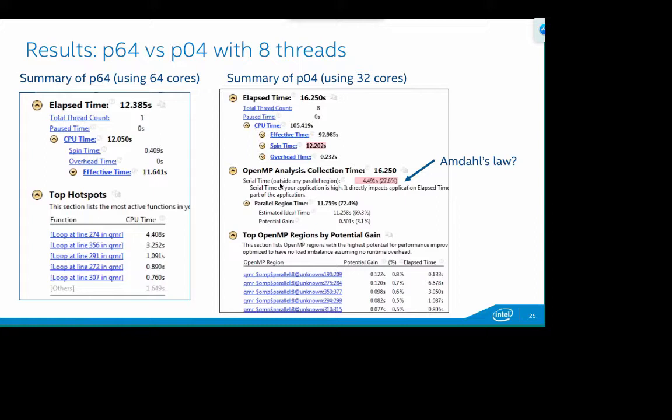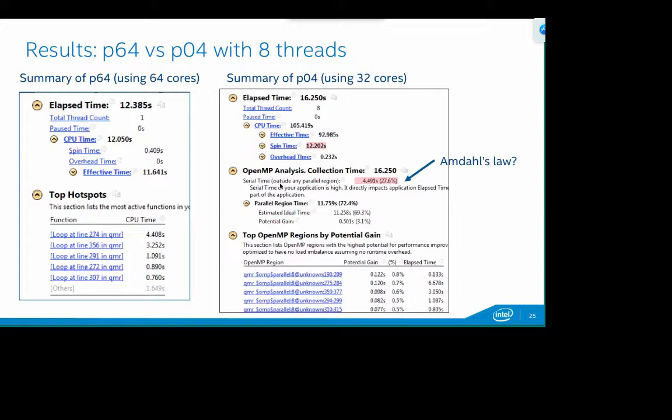So I'm being fair and unfair at the same time. From the OpenMP perspective, I'm not using all the cores, so there is possibly less pressure on the memory. But I'm using fewer MPI ranks, so you will have a different proportion.